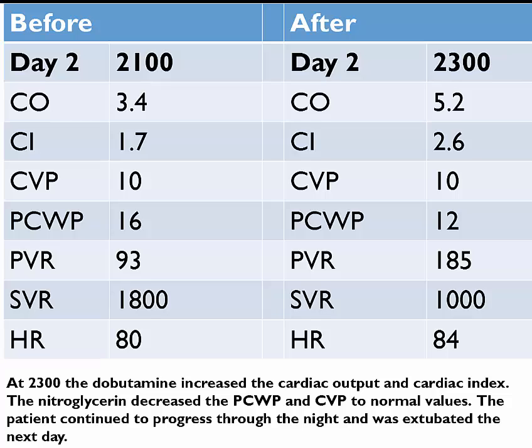At 2300, the dobutamine increased the cardiac output and cardiac index. The nitroglycerin decreased the pulmonary capillary wedge pressure and the central venous pressure to normal values. The patient continued to progress through the night and was extubated the next day.